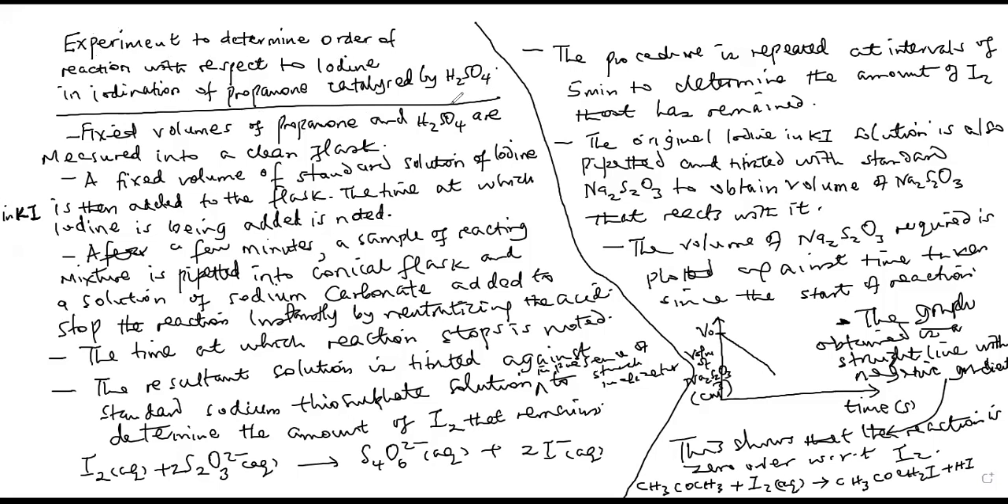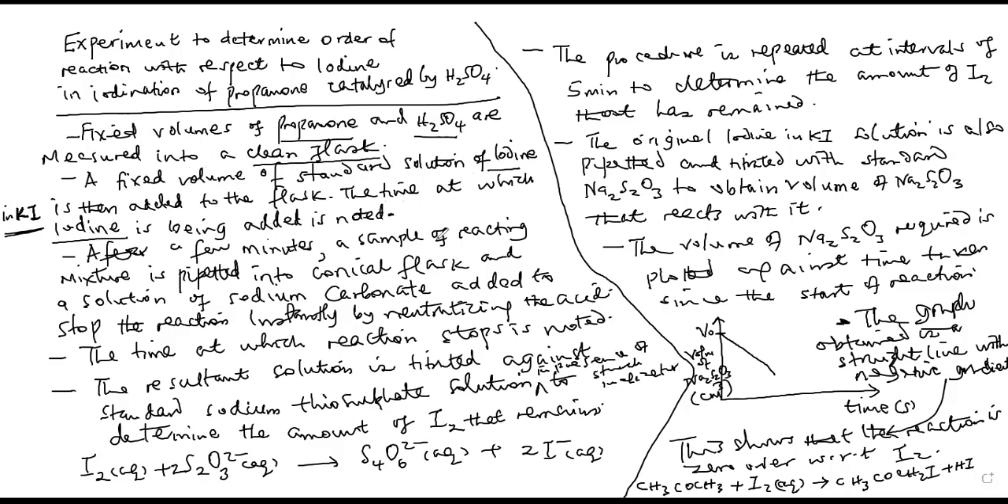So what we have to do here, we get fixed volumes. I outlined it first so that variety can be overcome. We get fixed volumes of propanone and sulfuric acid, and we measure them into a conical flask. Then we also get a fixed volume of standard solution of iodine in potassium iodide. We also add it to the flask. So in the flask, we have propanone, sulfuric acid, and iodine. Then the time at which the iodine is being added is noted. So you note the time at which it starts being added and the time it completes reaction.